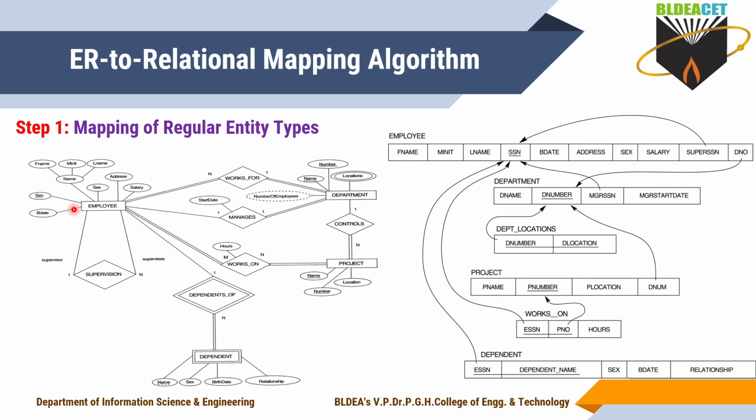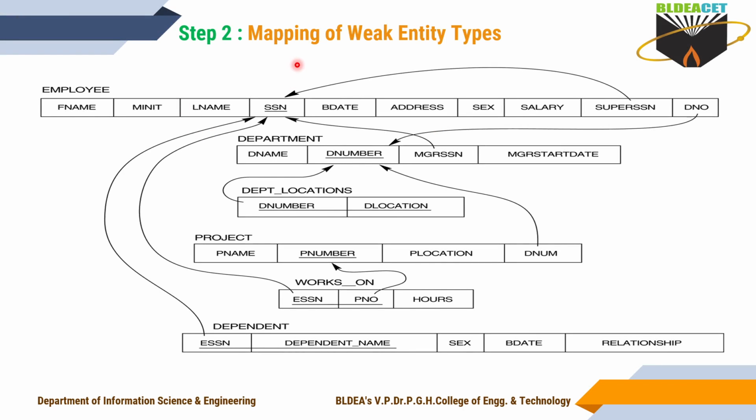So what entity types do you have? Employee is one entity type, and you take that as one relation. Department is another entity type, and that we take as another relation. For all the entity types you take different relations. So this is the first step, how you do the mapping of regular entity types. All the regular entity types you take as relations in the relational data model. Next is mapping of weak entity types.